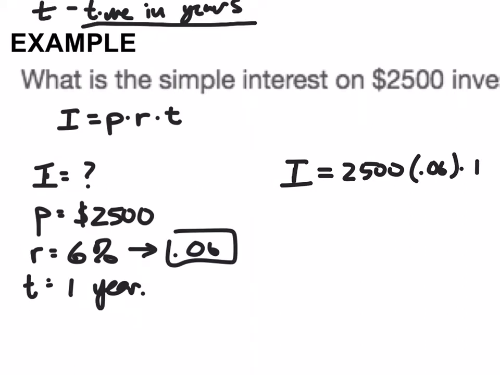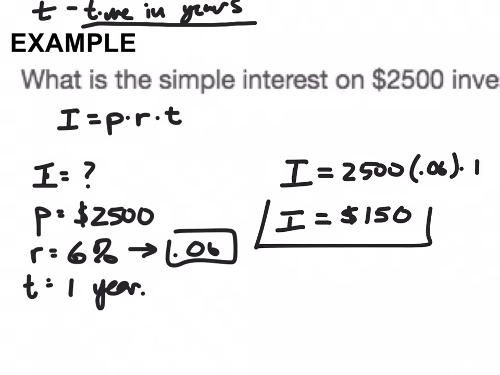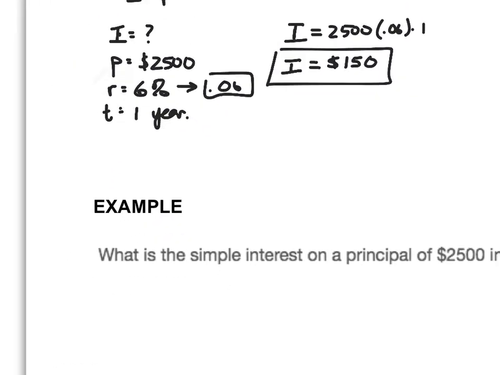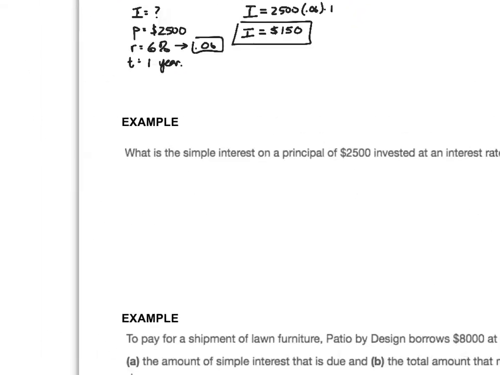If this is a bank account that you invest money in, I'm just going to multiply 2,500 times 0.06, and that's going to give me 150. And then if I multiply that by 1, I'm just going to get 150. So the interest that you would earn on this is $150. That's your interest, and that's all we're trying to find here. We're just using the formula to figure out what we're getting.